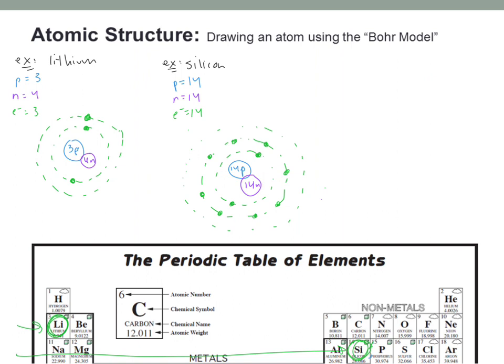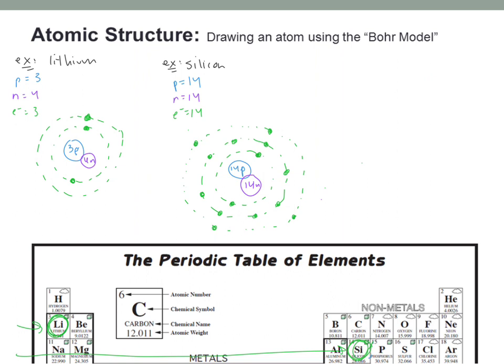But I can't put any more in that second shell because the max is 8, which means now I have to move to that third shell to put my last 4. So 1, 2, 3, 4 electrons. So my Bohr model of silicon would look something like this, where I have my 14 protons, 14 neutrons in the nucleus, 2 electrons in the innermost shell, 8 in the next shell, and then 4 in the last shell.